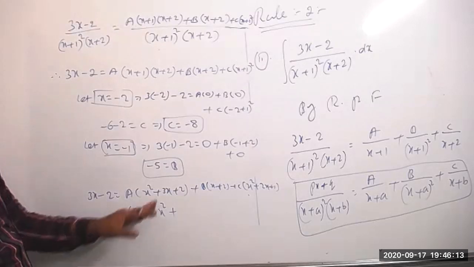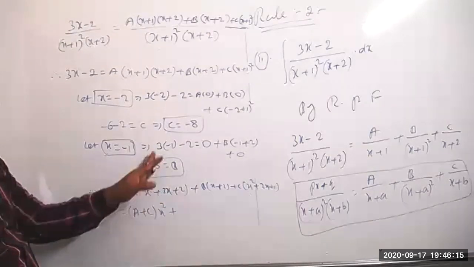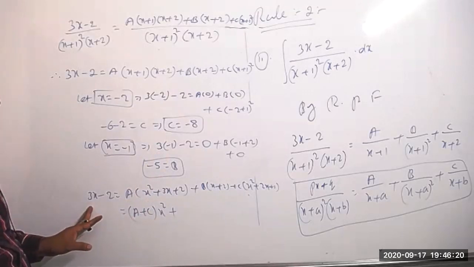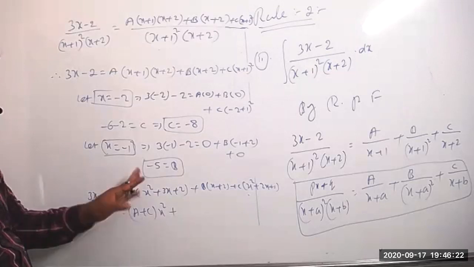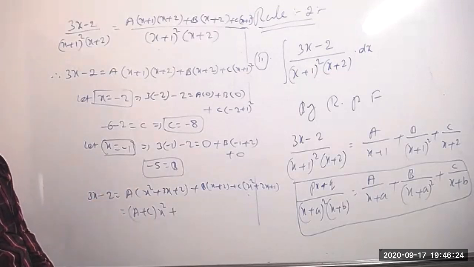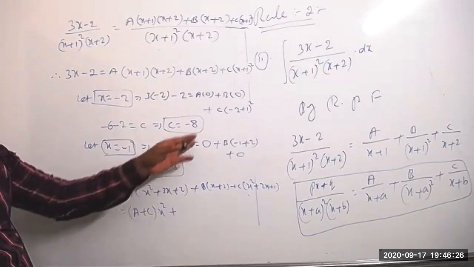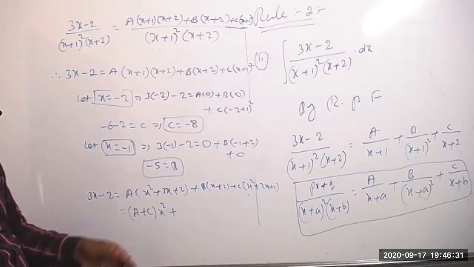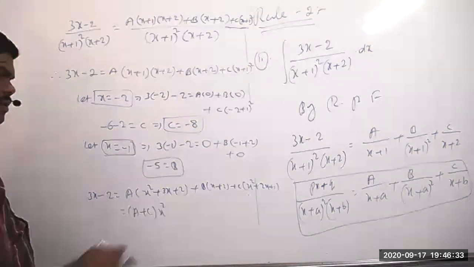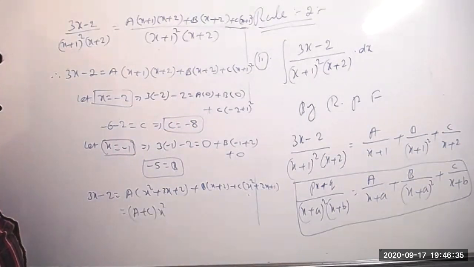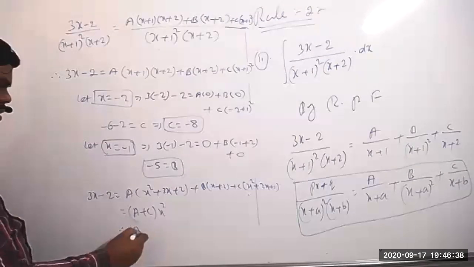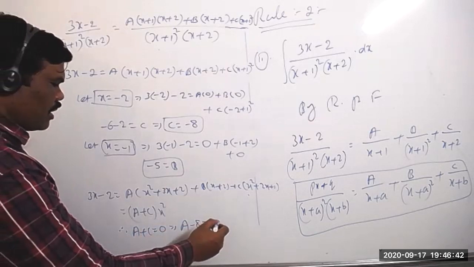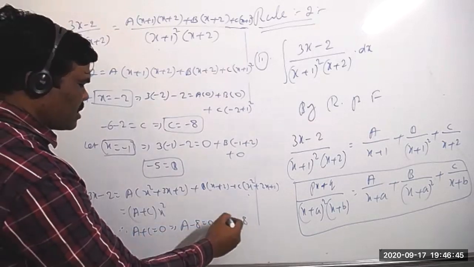Or else this is also easy, because I'm taking only the x square coefficient here. Anyway, a plus c equals the x square coefficient on the other side, and nothing is there. Means a plus c equals 0 directly. That means a plus c equals minus 8 equals 0, then the value of a equals plus 8. Is it correct? So therefore we can write a plus c equals 0. That implies a minus 8 equals 0. The value of a equals 8.